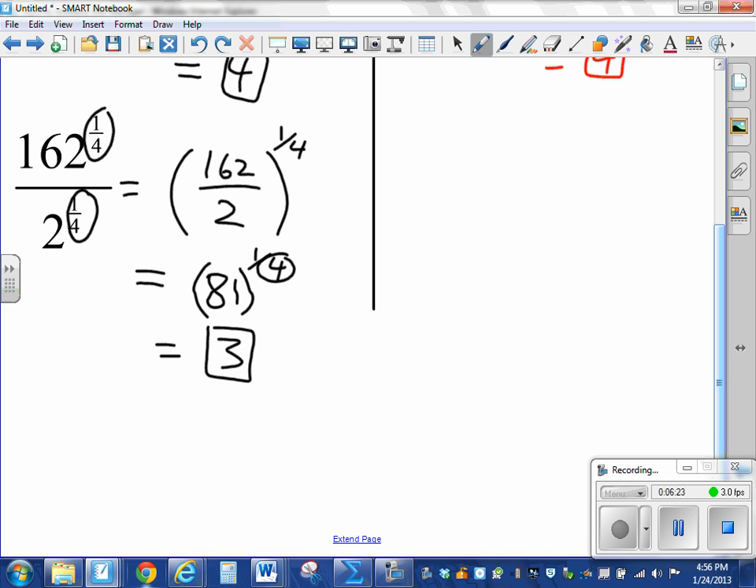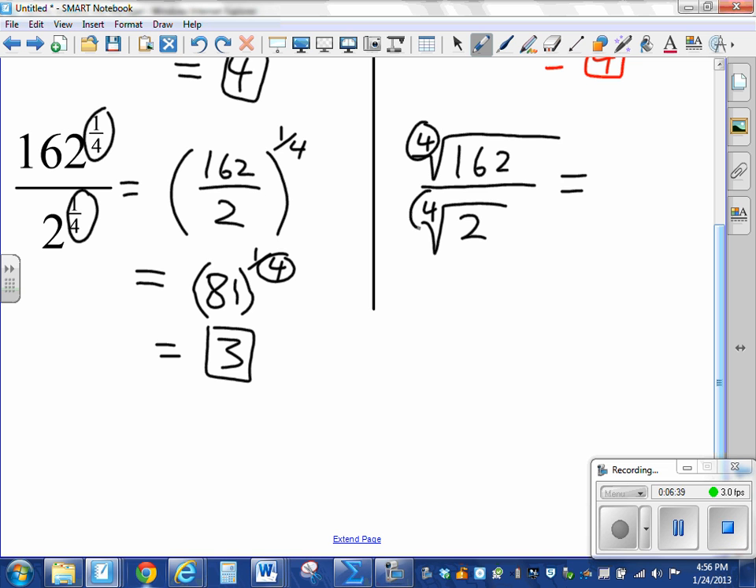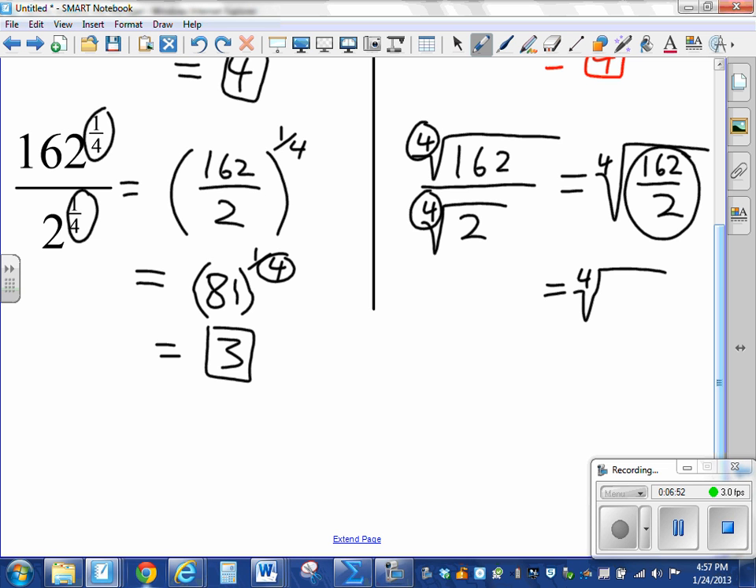Now for the radical form. So radical 162 over 4th root of 2. Okay, since it is the same root, root 4, you can pull the 4 off and then just put the 162 over 2. Now this part right here does make it easier for you to evaluate this. Okay, 162 divided by 2 is an 81, which is still a 3. So those two answers are the same, it's just different notations.